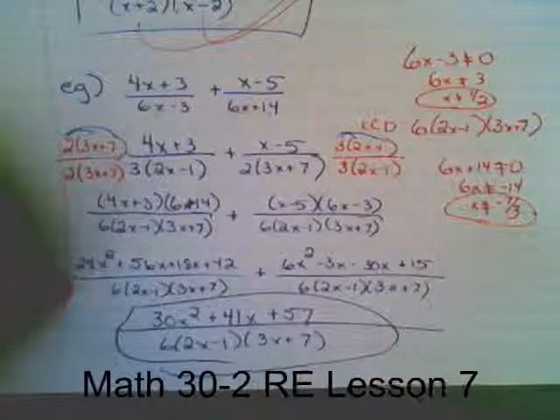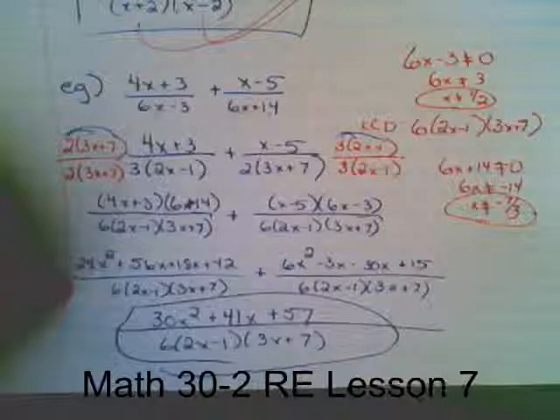Looking at this one, I need to triple that 2, so I'm going to multiply by 3. I also need a 2x minus 1. Whatever I do to the bottom, I have to do to the top. Now this one gets complicated, but I can still do it.